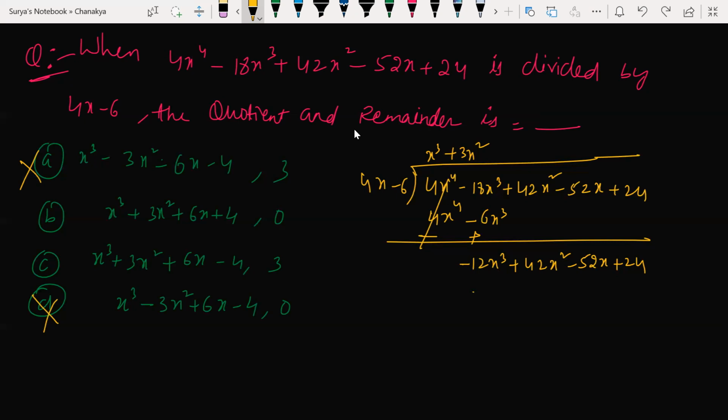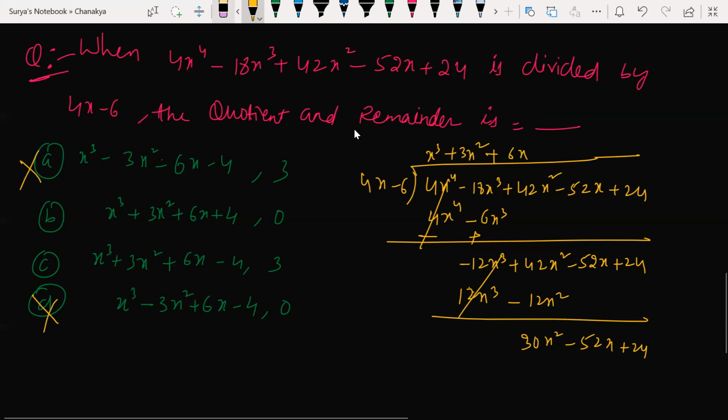So 3x square. So now 12x cube minus 12x square. So here 30x square minus 52x plus 24. Next plus 6x, 6x up, 5x up. Seven x. What is the correct one going to be?